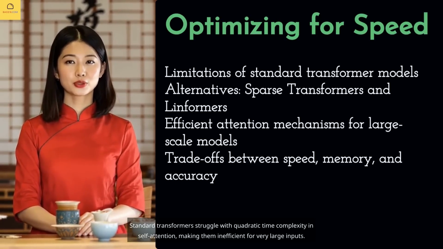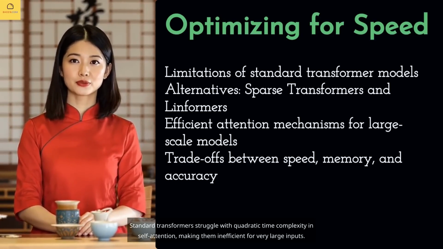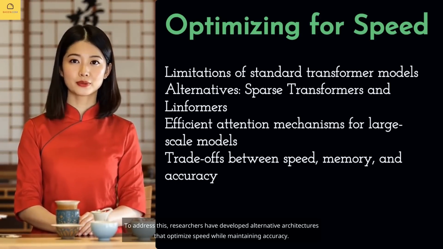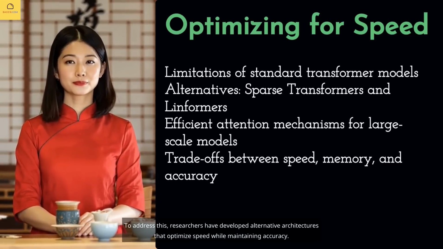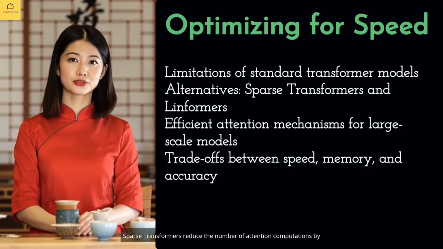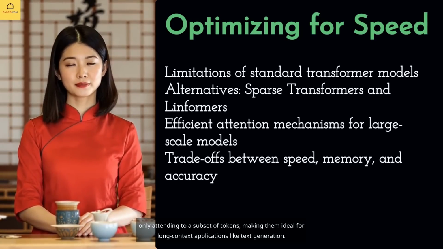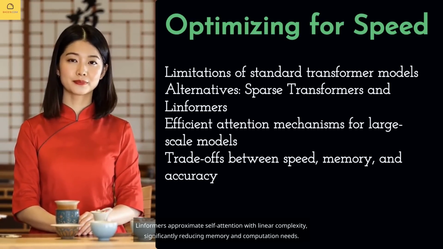Standard transformers struggle with quadratic time complexity in self-attention, making them inefficient for very large inputs. To address this, researchers have developed alternative architectures that optimize speed while maintaining accuracy. Sparse transformers reduce the number of attention computations by only attending to a subset of tokens, making them ideal for long context applications like text generation.